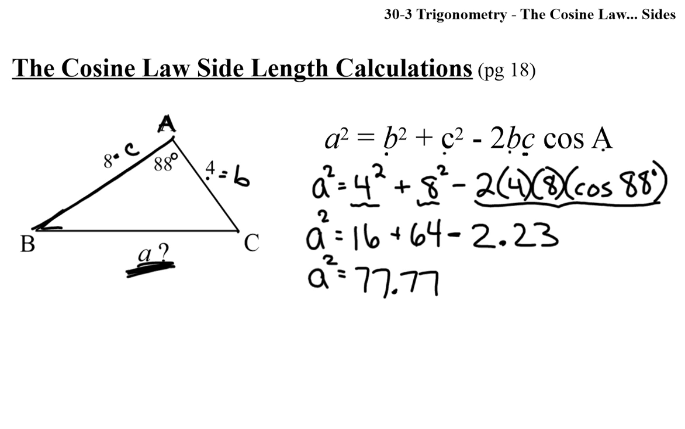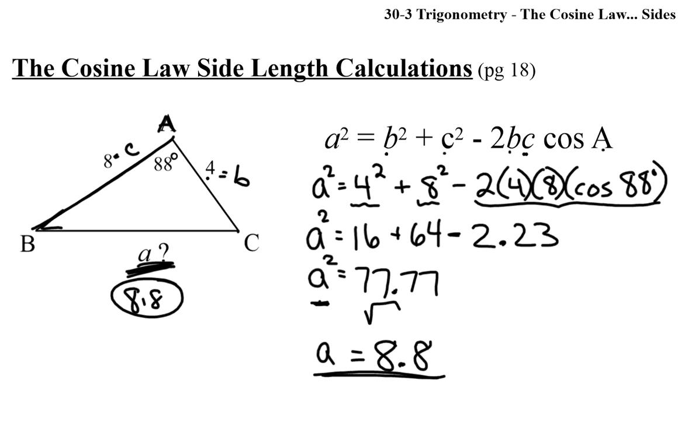But like I said earlier, that's not A yet, because this is what A squared equals. How do I get A by itself? I square root. So we need to square root the 77.77, and we get, to one decimal place, 8.8 for a length of A. And there you go. It's simply a matter of plugging into the formula, but understanding the values you have.